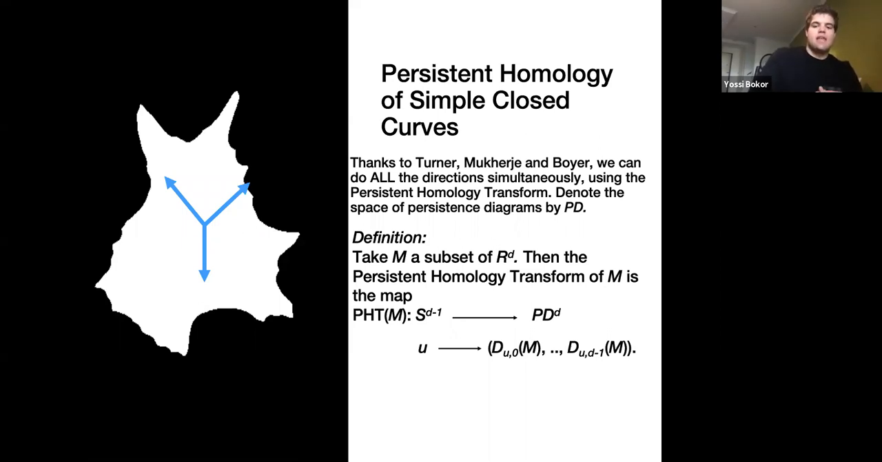So given a subset M of RD, the persistent homology transform of M is the map PHT of M, which goes from the S^(D-1) sphere to D copies of persistence diagrams, where it maps a direction, which we can think of either as a unit length vector or a point in this sphere, and takes it to the persistence diagrams in each homology dimension using the height function in this direction.